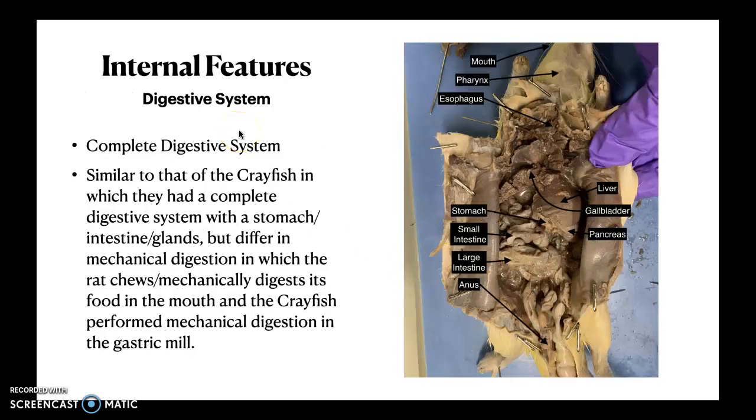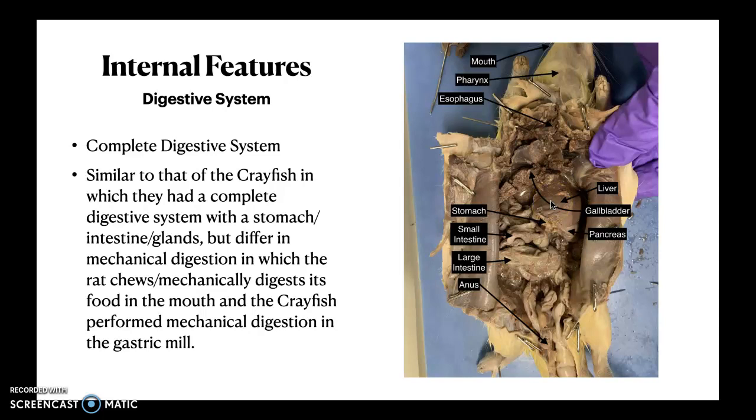So, digging deeper into the internal features, we're looking at the digestive system. Rats have a complete digestive system, meaning that they have a mouth for an opening and an anus as an exit. And so basically looking at this, the food will go into the mouth, past the pharynx or the larynx, and then through the esophagus, and then it'll end up in our stomach.